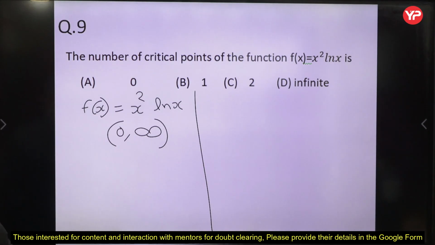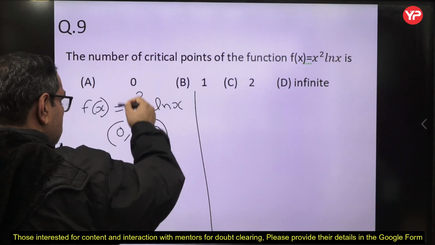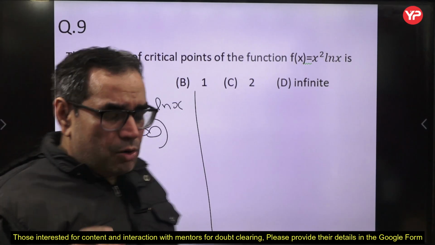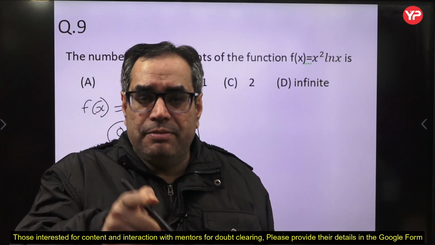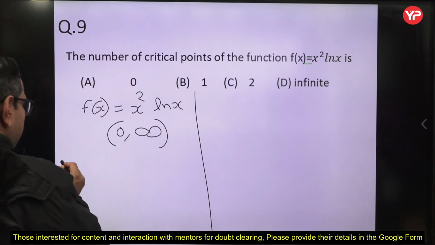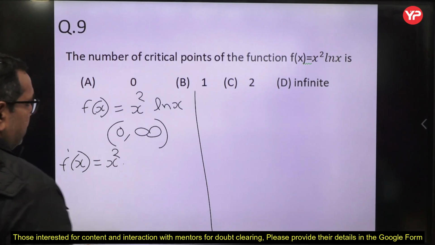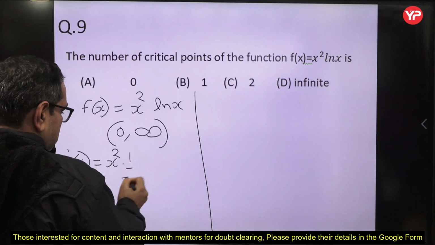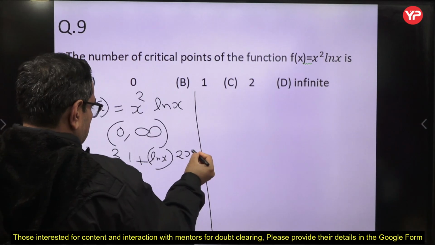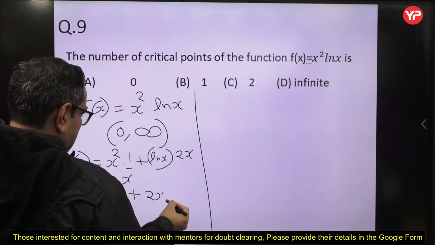Okay, now this function is always differentiable in its domain. The product is always differentiable in this domain. So a critical point may occur only due to a stationary point, where the derivative is 0, right? There is no problem of differentiability actually. So let us compute the derivative now. So f dash x is equal to x square multiplied by the derivative of ln x, which is 1 upon x, plus ln x into the derivative of x square, which is 2x. Okay, so it is x plus 2x ln x.